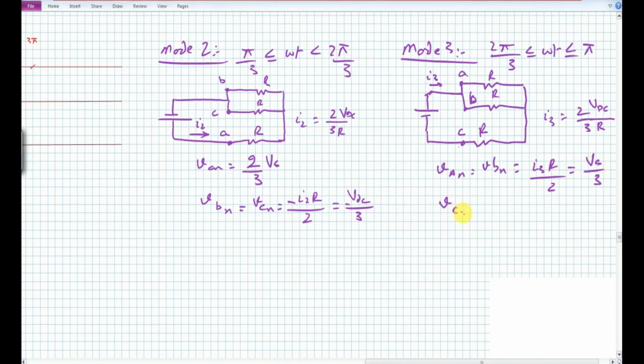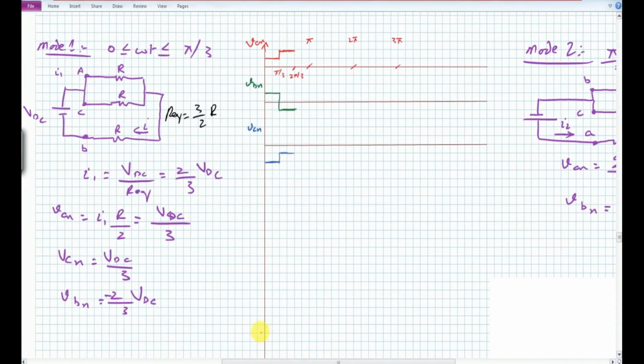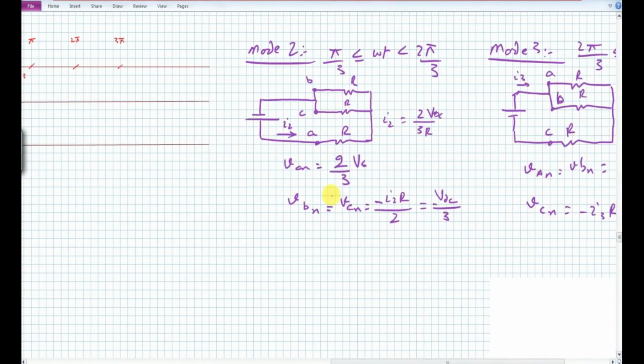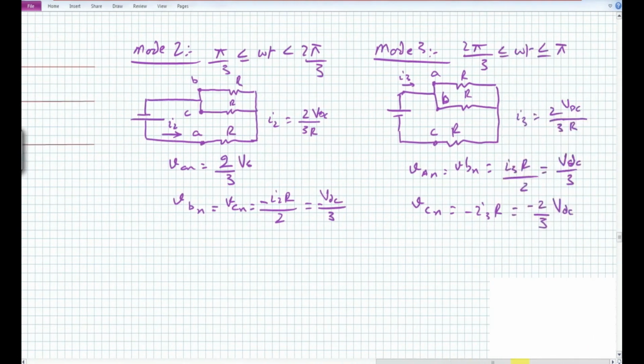However, for this VCN, that is equal to minus 1 by 3 into R. So we have minus 2 by 3 into VDC. So if we draw this thing, we should notice that this VAN and VBN should have a value equal to 1 by 3 of the VDC. So VAN and VBN will be having a value equal to VDC by 3. So let us draw.